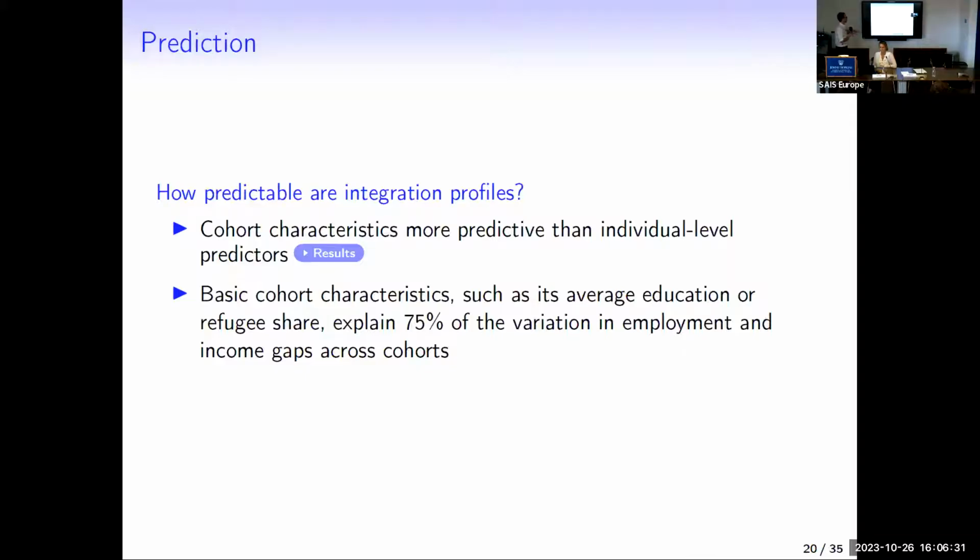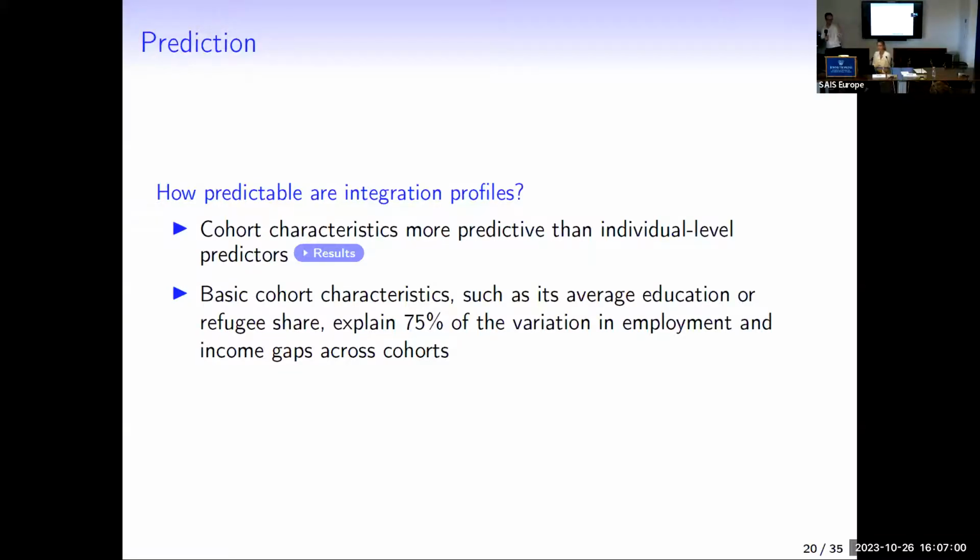So the first thing we show, which I think is interesting, is that if you look at individual outcomes, like how well they're doing in terms of employment, income, and so on, the most natural thing to do would be to relate individual outcomes to individual level characteristics. You might ask, what's the education of a person? What's their age, other demographic information? But one thing we do in the paper is to show that cohort level characteristics are at least as or more predictive than individual level predictors.